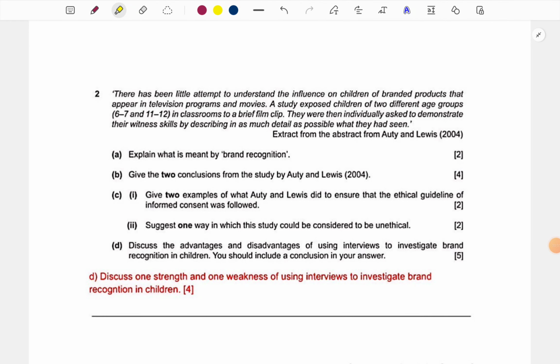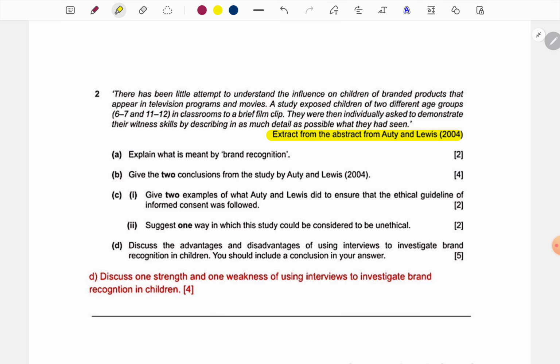In today's class, I'll be discussing paper 4 answers from consumer psychology. And no, this is not for designer study. This is for the smaller questions which come. I have taken this question from a past paper which was from the earlier syllabus. So here they've given us an abstract from Otti and Lewis and some questions are asked from the study.